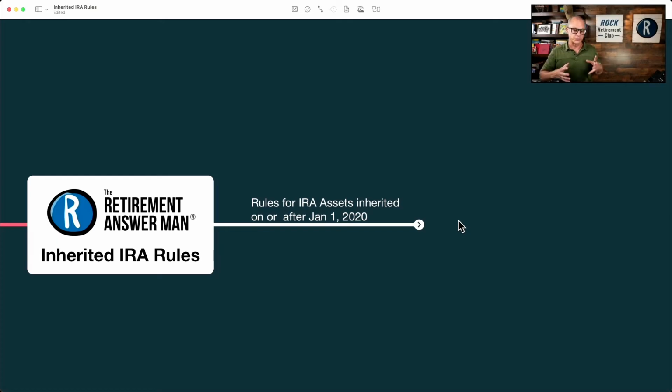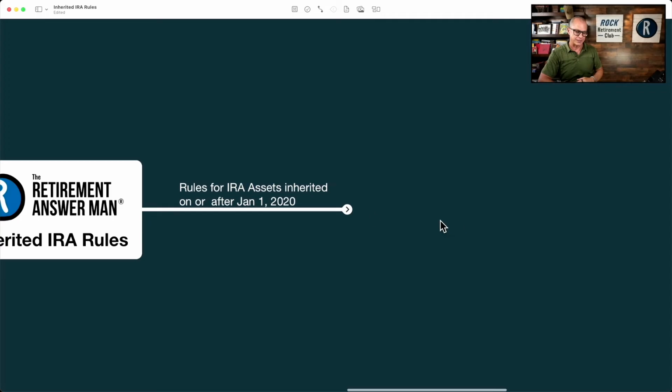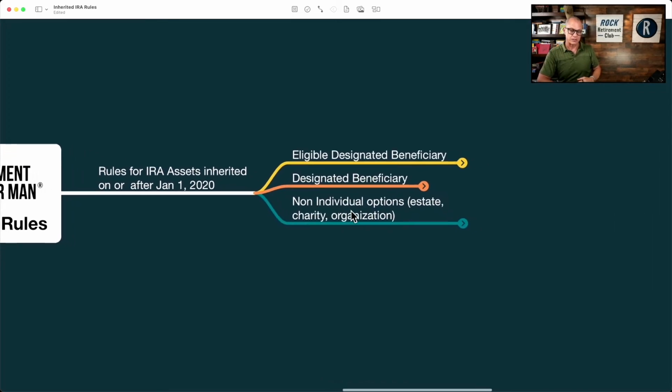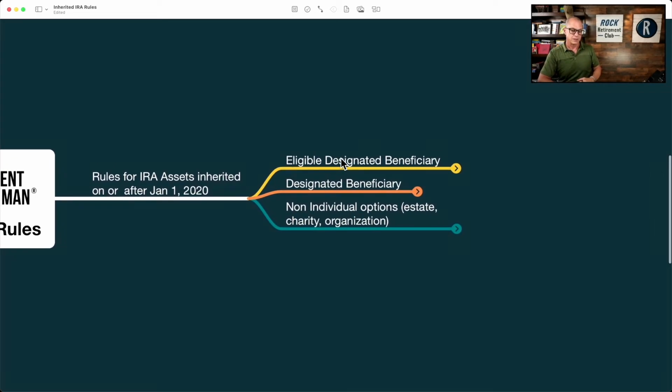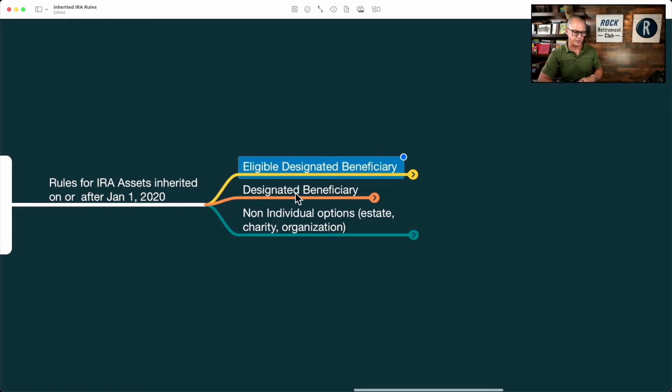And these are the rules for anybody that inherits an IRA on or after January 1st, 2020. Prior to that, we know what the rules are. That's operating well, but it got a lot more confusing as a result of changes in the tax code. So the first question you need to answer to know what rules apply to you if you have inherited an IRA is whether you're an eligible designated beneficiary, a designated beneficiary, or a non-individual option. We're going to avoid the non-individual option for this discussion because the majority of people that inherit an IRA are going to be in one of the other two categories.